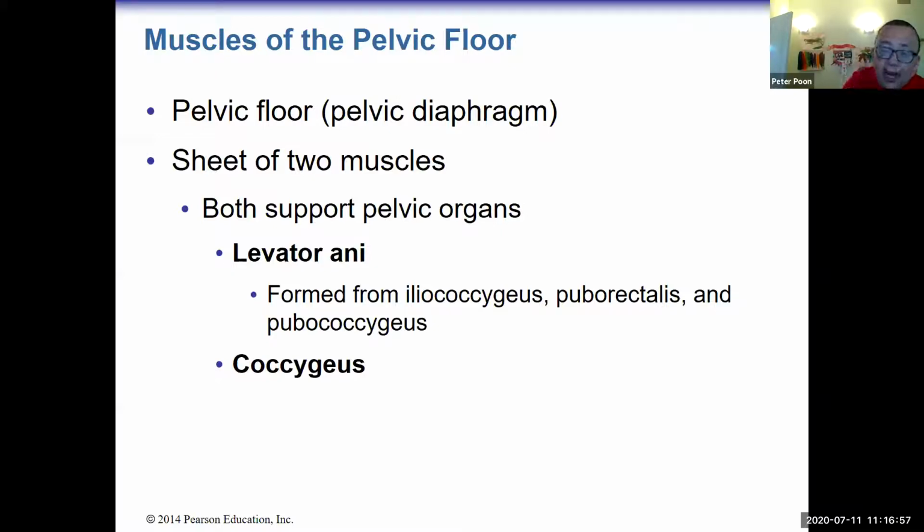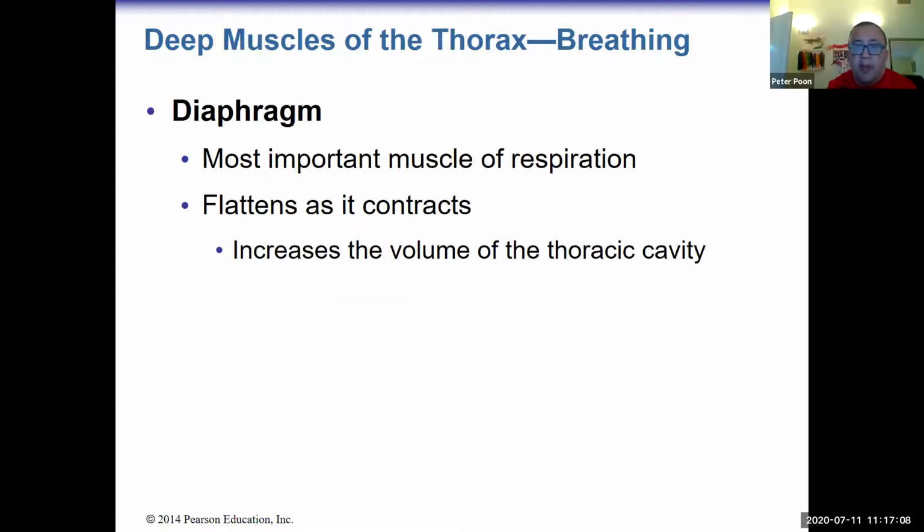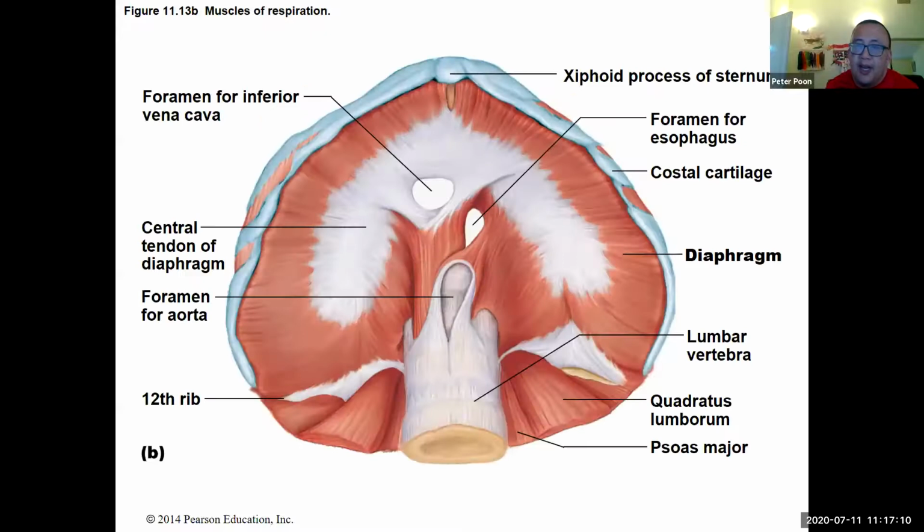Breathing. How about breathing? So breathing. We use one big muscle when we breathe, and that's the diaphragm. The diaphragm is in between the thorax and the abdomen. When the diaphragm contracts, it flattens out. It allows you to suck air in.